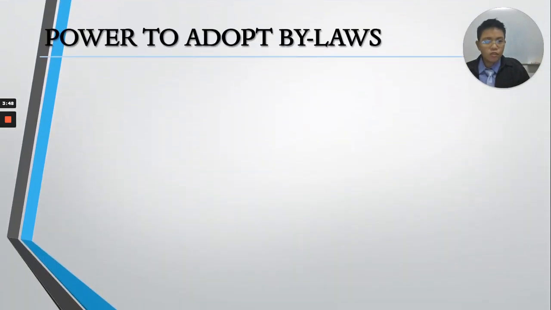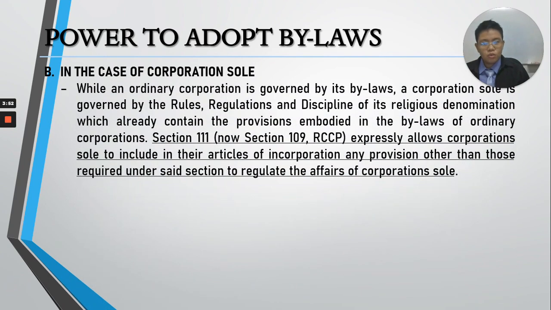What else? Number 2, in case of a corporation sole. So remember, in case of a corporation sole, it is allowed not to adopt bylaws. Why? Because the provisions of bylaws are already contained in its rules, regulations, and discipline pertaining to the religious denomination. So usually, they really do not need to adopt bylaws. Anyway, if there are provisions which are not contained in the rules, regulation, and discipline of the religious denomination, they can expressly include them in the articles of incorporation just to regulate their affairs. So please take note that in case of a corporation sole, they do not need to adopt bylaws. So it does not need to comply with Section 46 of the Revised Corporation Code of the Philippines.